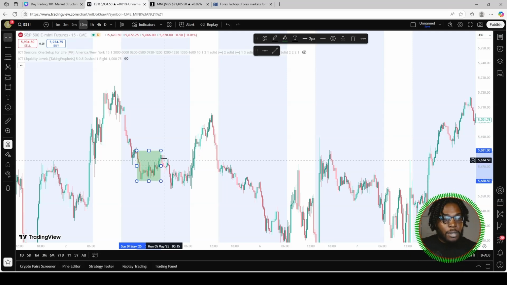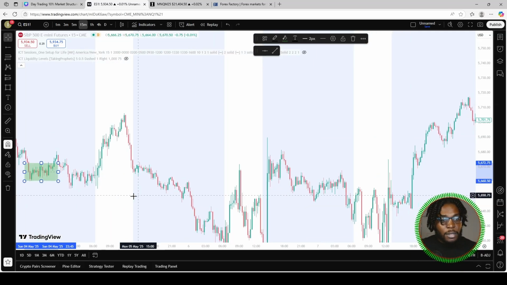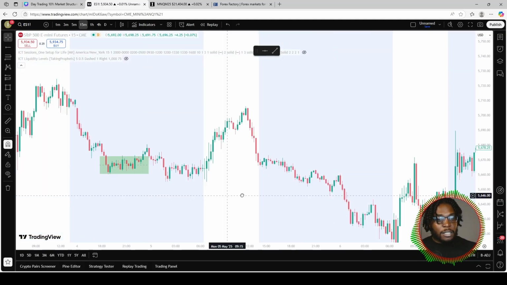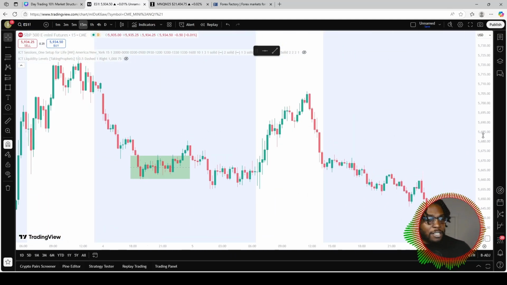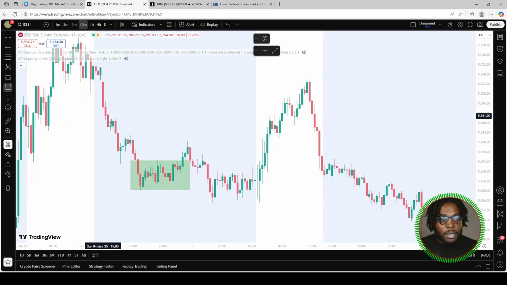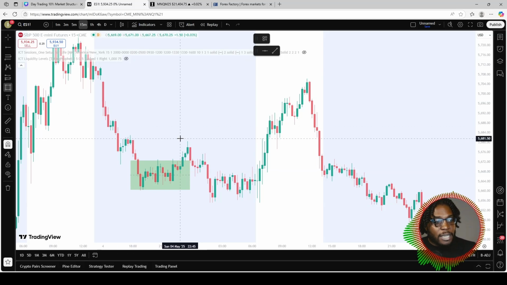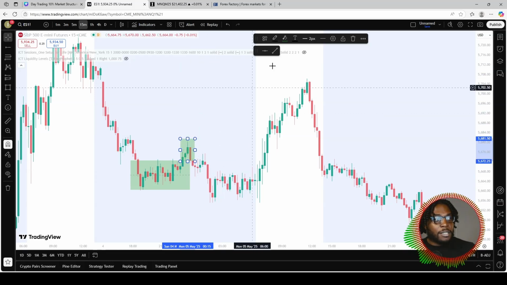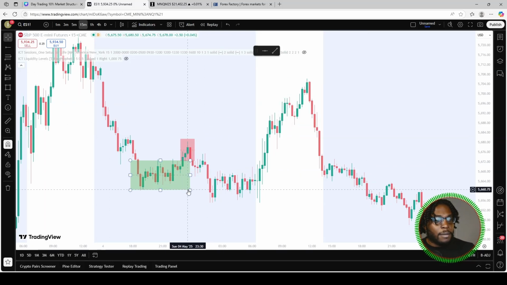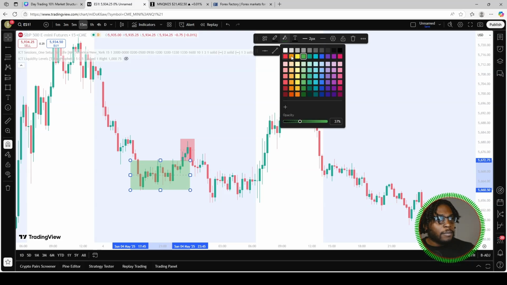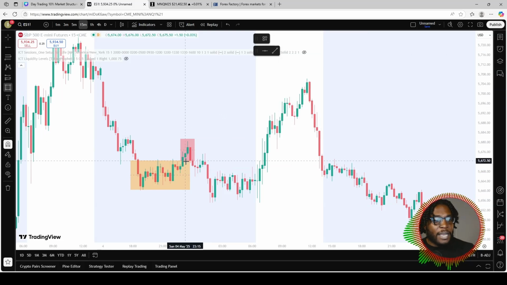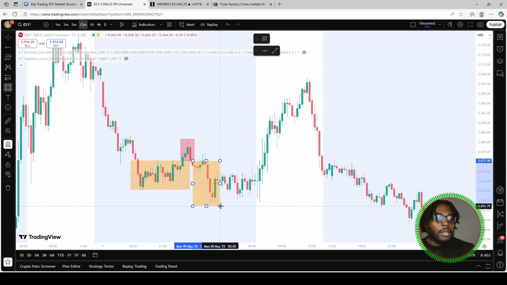So we had accumulation on this small area right here. It's not a huge move, but you just see it in action, right? So we have the accumulation, then boom, we have our manipulation. And then we have distribution, right?